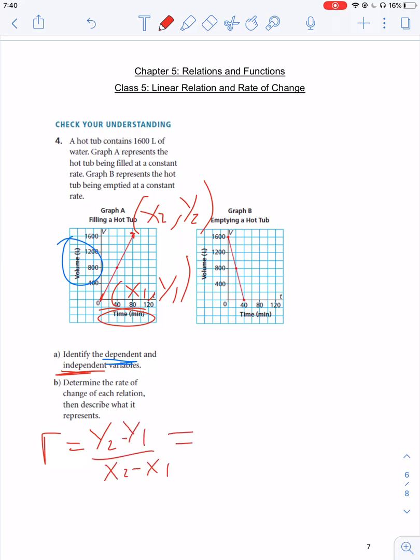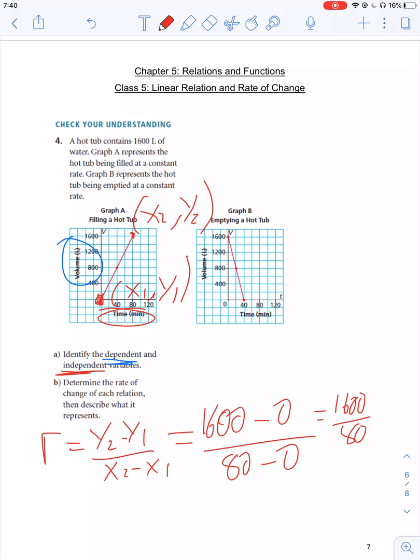So the y coordinate of this point is 1600 minus the y coordinate of this point, 0, over the x coordinate of this point, 80, minus the x coordinate of this point, 0. So this will just be 1600 divided by 80, so you can cross out the zeros. 8 times 2 is 16, so this is 20. Now the next one, same idea.